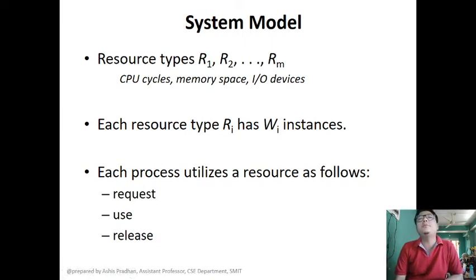You need to request whenever you want to use any resource. Once the operating system allocates the resource to the requesting process, the process is allowed to use it. After completing the task, it will voluntarily release it so that it can be used by some other process.